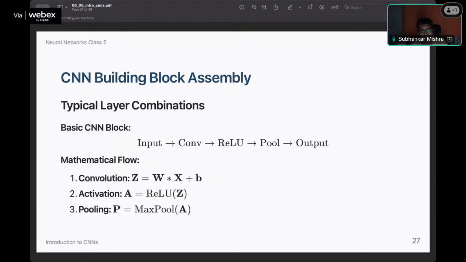So now a typical CNN will look like this, the entire architecture. It will have input, you will do a convolution, you will apply a ReLU, and on top of that, you will do a pooling, and then you have an output. It's a CNN block. You can combine such multiple blocks to form a bigger CNN model, right? Convolution is your Wx plus b that we looked at in the formula. Activation could be ReLU of that Z, let's say, and pooling could be, let's say, the max pool.